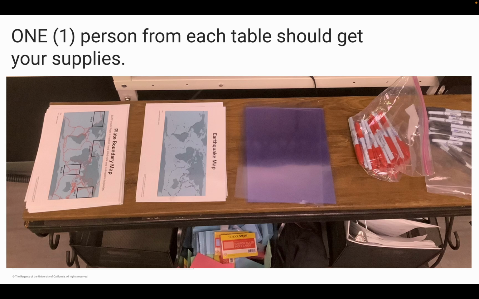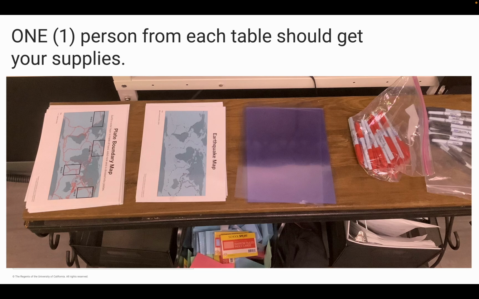You're going to see on the left side, I've got plate boundary maps. And then after that, I have another map called the earthquake map. And then you have one transparency sheet. Just take one, and then you need one red marker and one black marker. So go ahead and pause the video. Let one person from each table go get your supplies, and then come on back and hit play, and I'll let you know what you need to do.